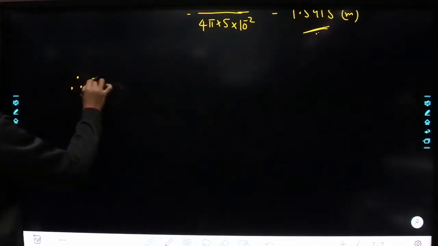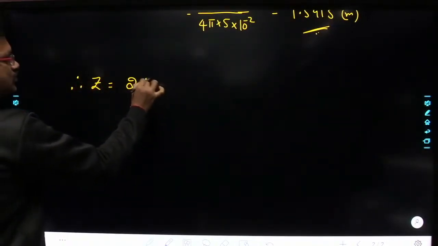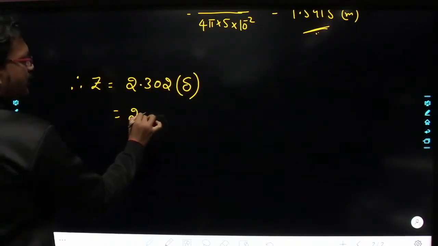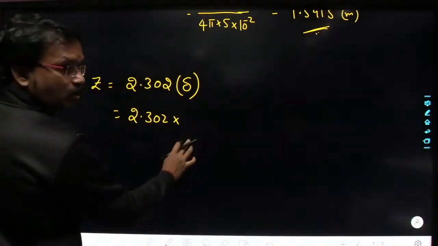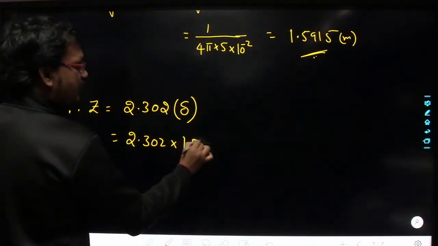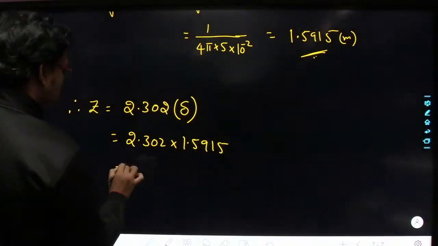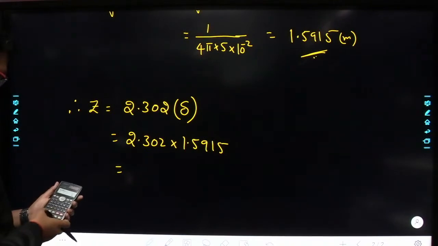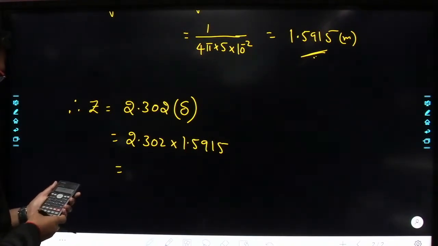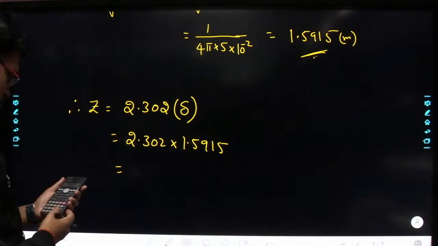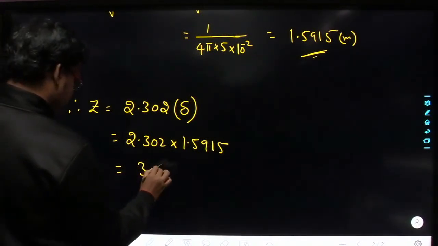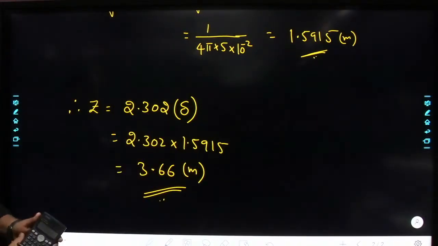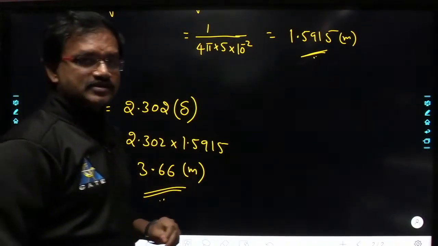So Z is equal to 2.302 into delta, which is equal to what? 2.302 into 1.5915. So this is equal to 1.5915 into 2.302, and you are going to get 3.66 meters. Okay, so Z is equal to 3.66 meters.